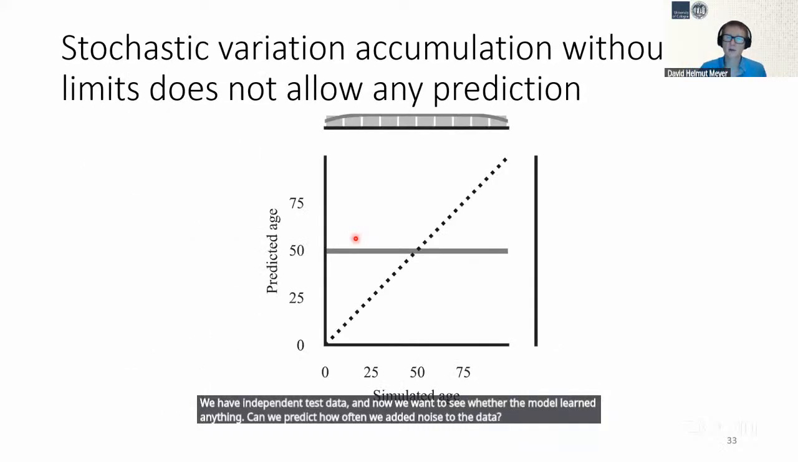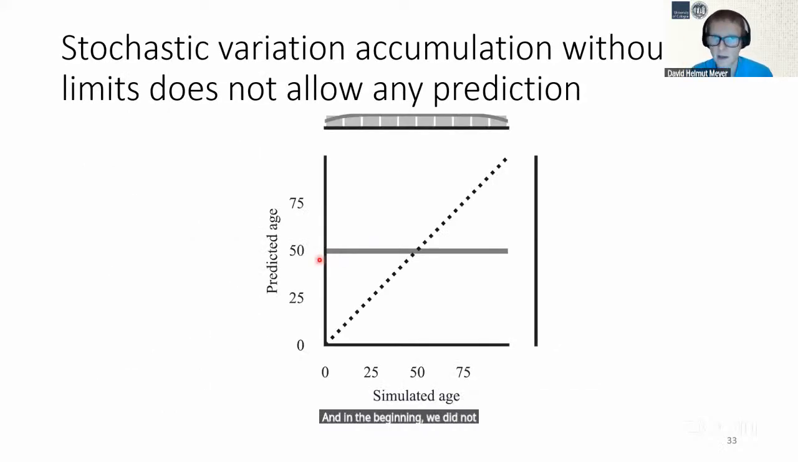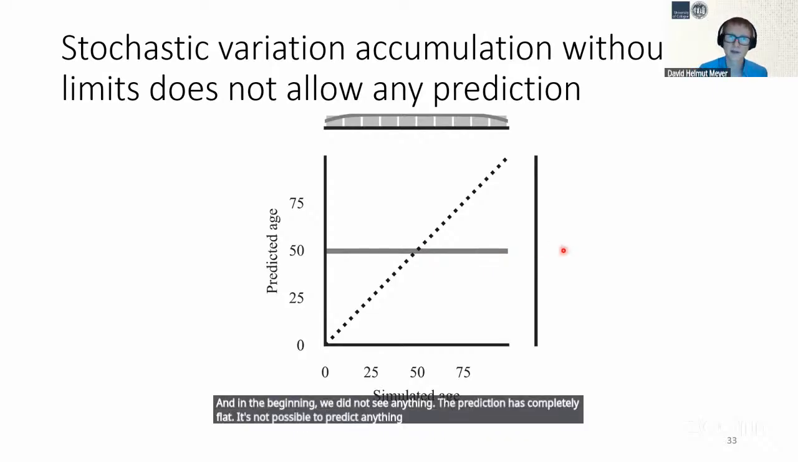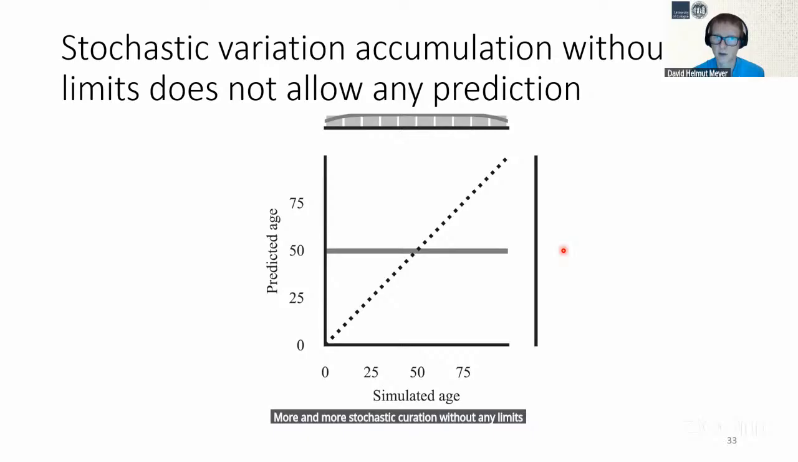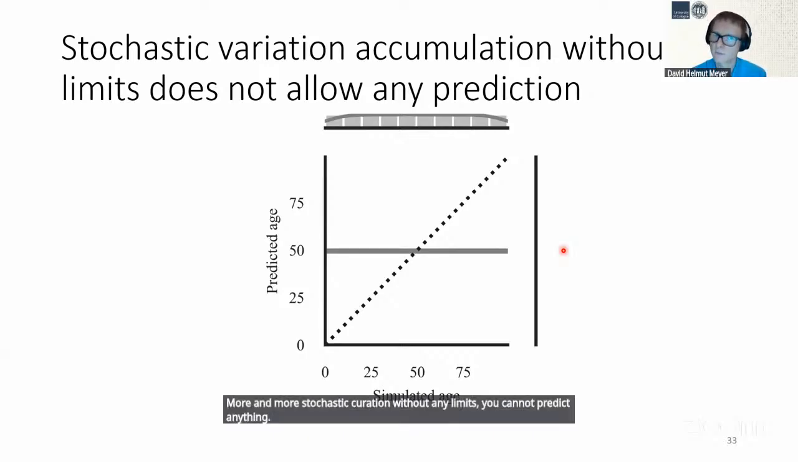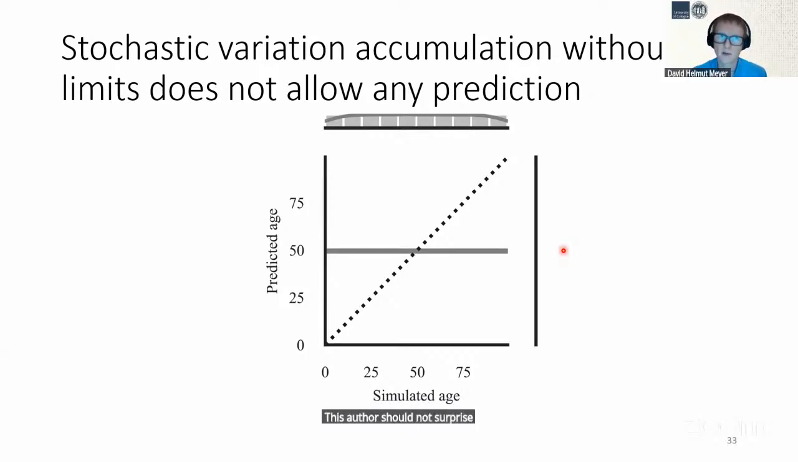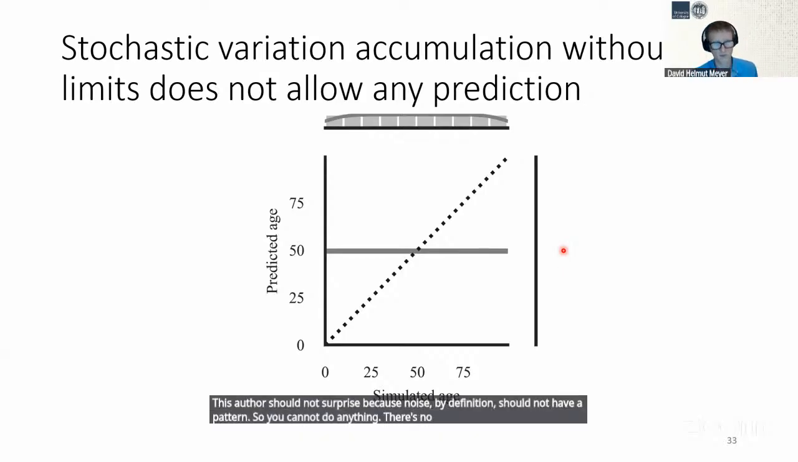And in the beginning, we did not see anything. The prediction is completely flat. It's not possible to predict anything. If you just add more and more noise, more and more stochastic variation without any limits, you cannot predict anything. This also should not surprise because noise, by definition, should not have a pattern. So you cannot learn anything. There's no pattern in the data.